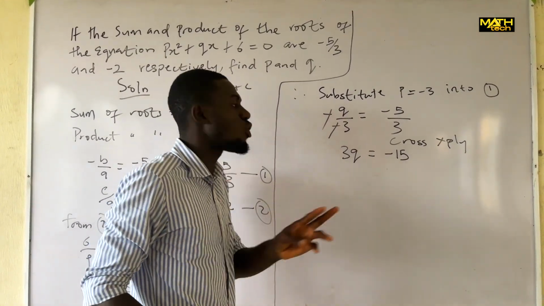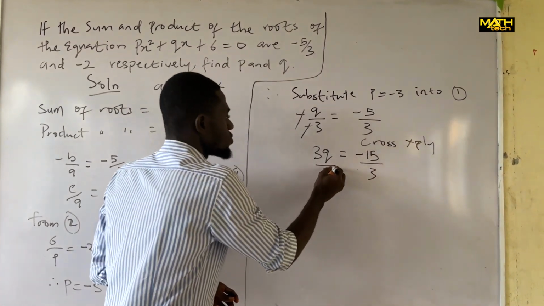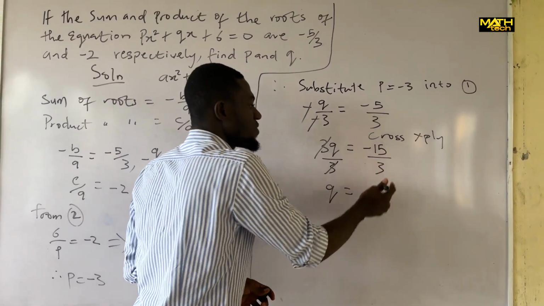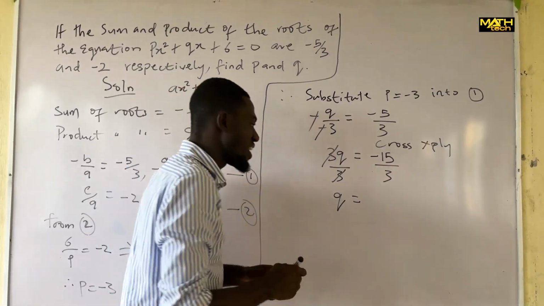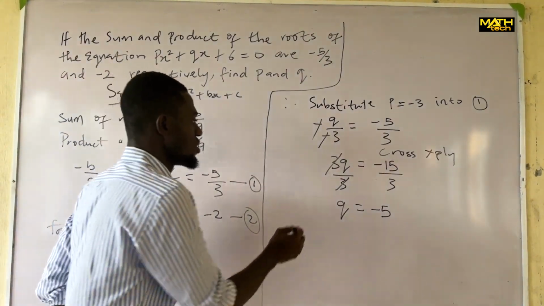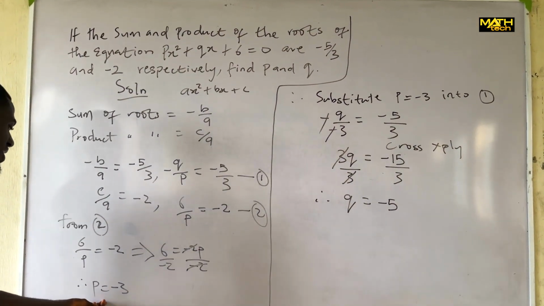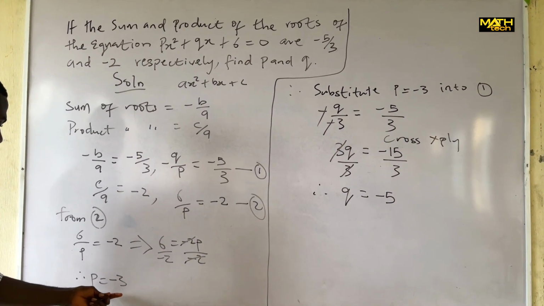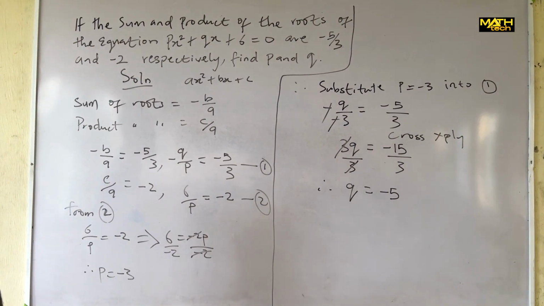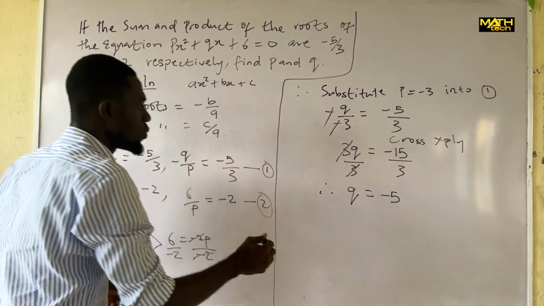Since we are looking for the value of q, 3 into 3 is 1, and q is left. Minus 15 divided by 3 will give us minus 5. So therefore, our q is equal to minus 5 and our p is equal to minus 3.